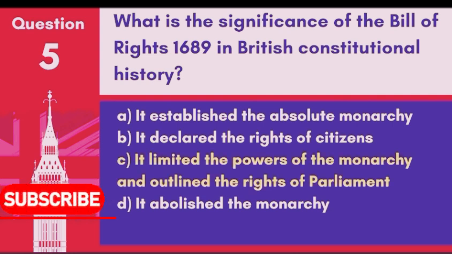Answer. C. It limited the powers of the monarchy and outlined the rights of Parliament. The Bill of Rights 1689 is significant for limiting the powers of the monarchy and setting out the rights of Parliament, marking a fundamental moment in the development of a constitutional monarchy in Britain.